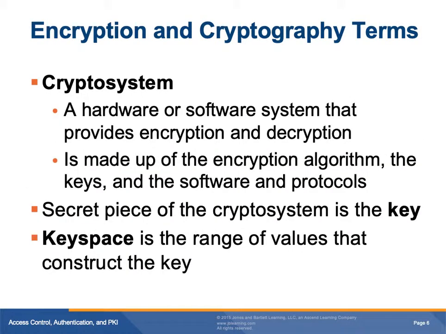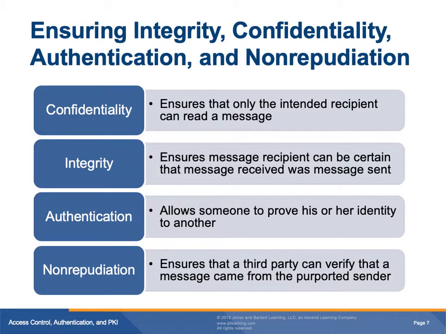The crypto system is a hardware-software system that provides encryption and decryption, and it's made up of the encryption algorithm, the keys, and the software and protocols. The secret piece of the crypto system is the key. The key space is the range of values that construct the key, ensuring integrity, confidentiality, authentication, and non-repudiation.